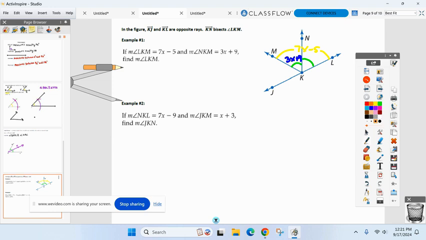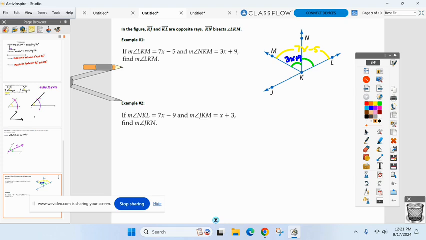Find the measure of LKM. So how many degrees are in LKM? The answer is not 7x minus 5. How many degrees are in LKM? Just like we did with the segments, we need to come up with an equation so you guys can solve for x, right?